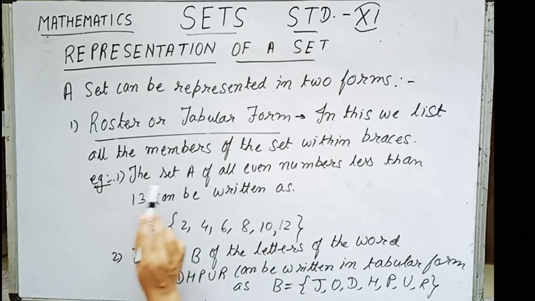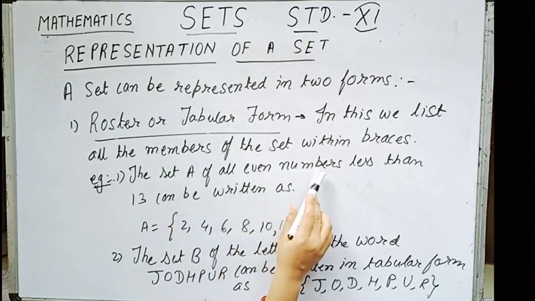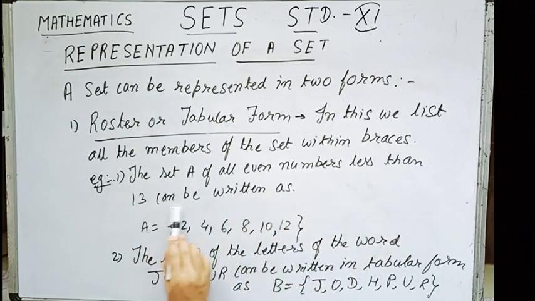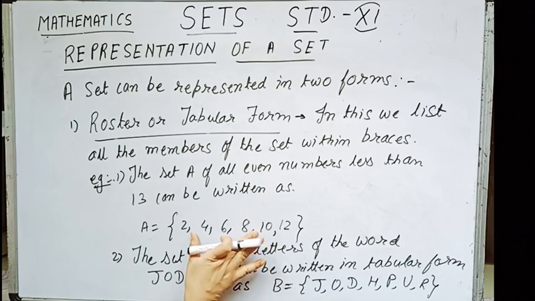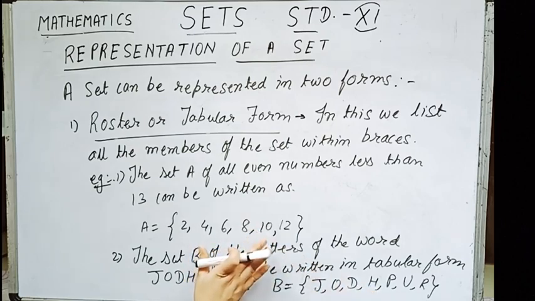For example, the set capital A of all even numbers less than 13 can be written as A equals to {2, 4, 6, 8, 10, 12}. I think you understand. Again, second example, the set B of the letters of the word Jodhpur can be written in tabular form as capital B equals to {J, O, D, H, P, U, R}. So in roster or the tabular form, we write the members of that set.